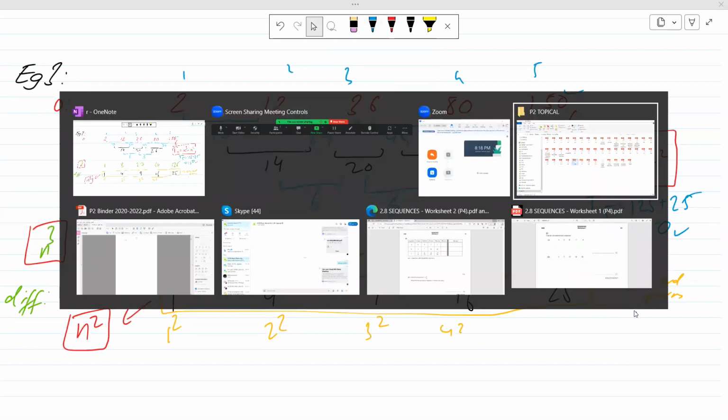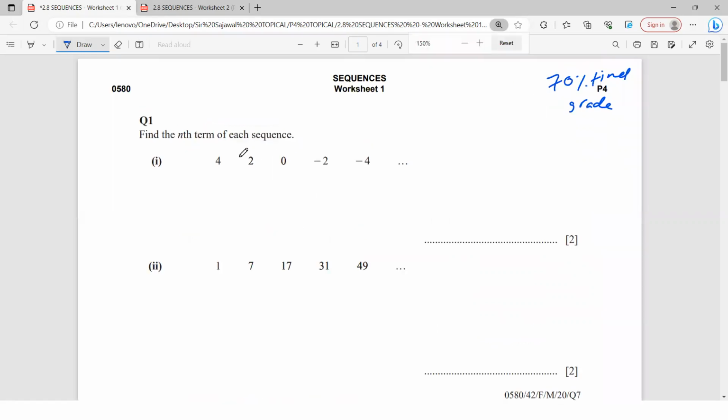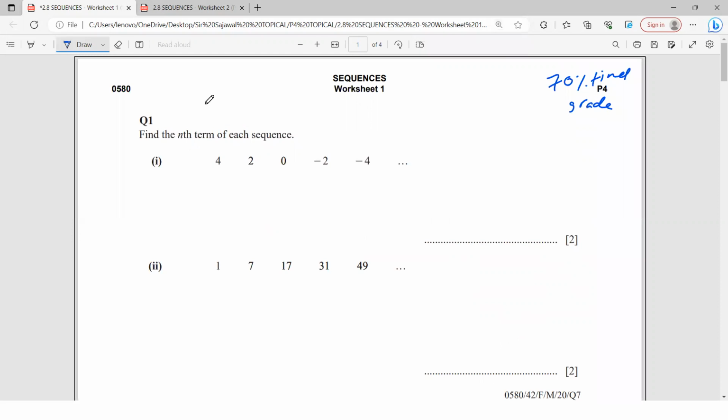Let's move to the worksheet I have shared in the Skype group also. And there is another worksheet. I made two. After we complete the one, these are from paper 4. Paper 4 accounts for 70% of the final grade. Paper 2 is 30%. All right. Let's start. If you know the answer, you can tell me.